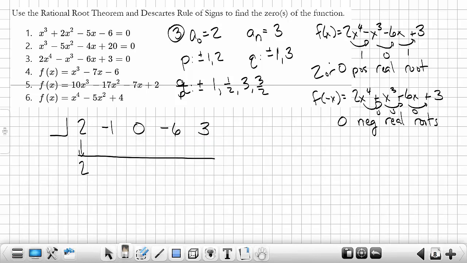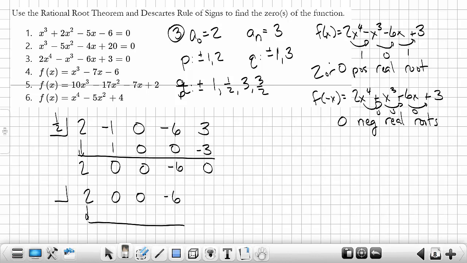All right, let's try 1 half. 1 half will work. So I get 2, 0, 0, 0, 0, negative 6, negative 3, 0. Those worked out nice. So now I've got to use synthetic division again. I've got 2, 0, 0, negative 6. This is the last one I've got to find. I just need to find this one positive. We're going to go with 1.